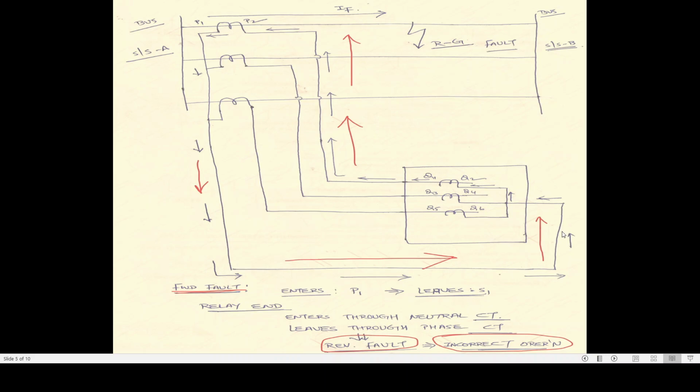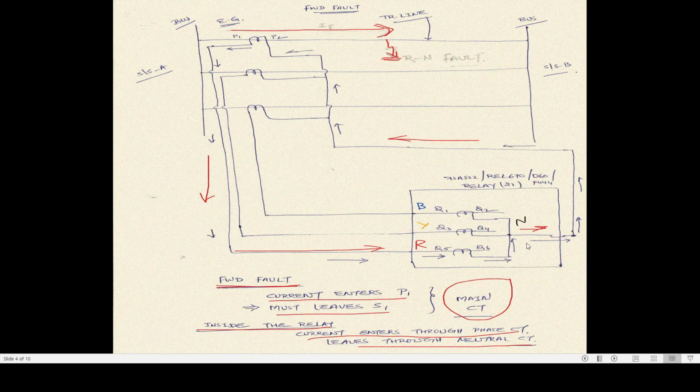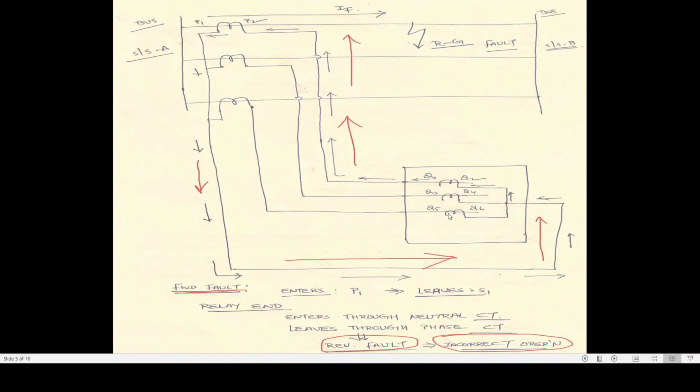That means if you compare with the last diagram, what happens is that now the current enters through the neutral terminal and leaves through the phase CTs. So current enters through neutral CT and leaves through phase CT inside your distance protection relay, and relay now detects this fault as a reverse fault, although the fault was in the forward direction in the actual field.